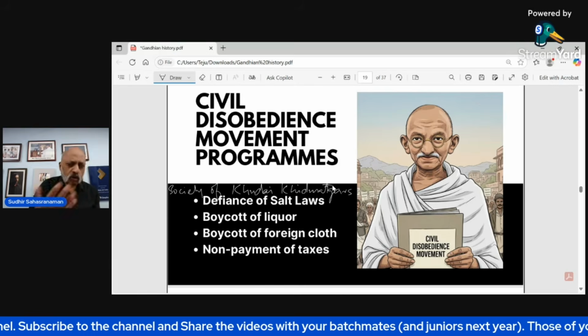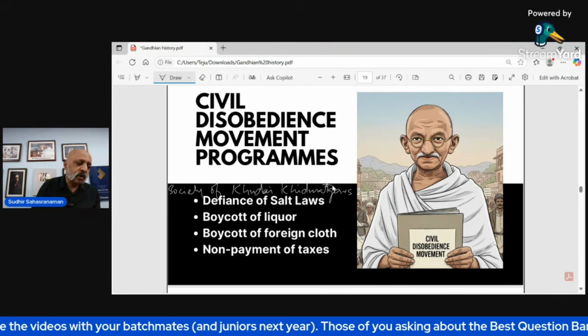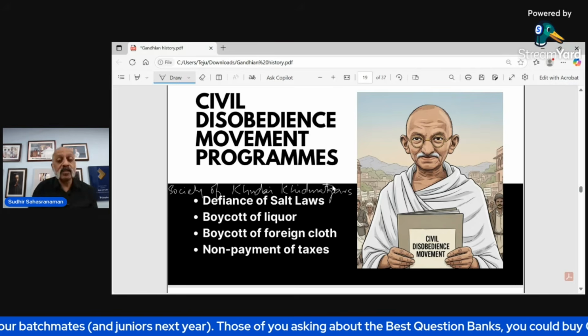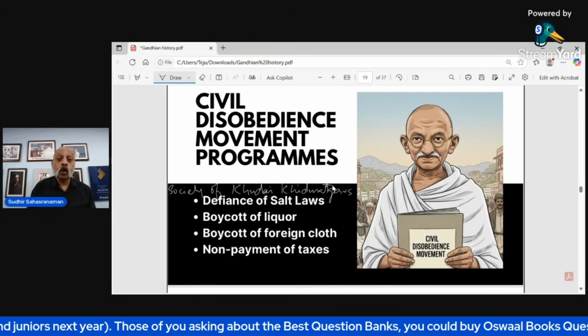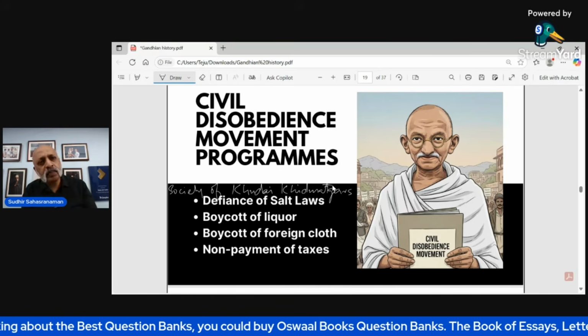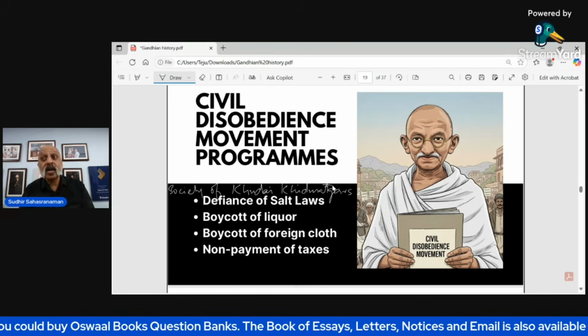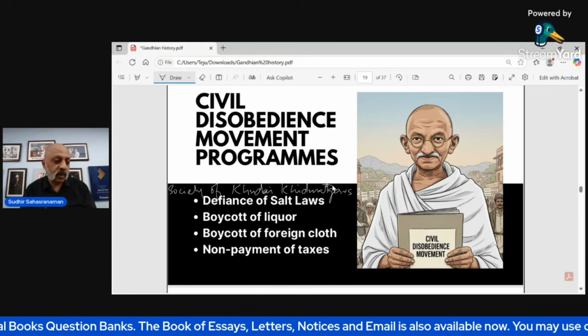The British government resorted to firing at many places, lathi charge at many places, and jailed many people. Restrictions were placed on the media, the press. The Congress Party was declared an illegal organization, and it shattered people's faith in the British. These people are so cruel. This is what they do to us. They come and rule over us, and this is how they behave with us.